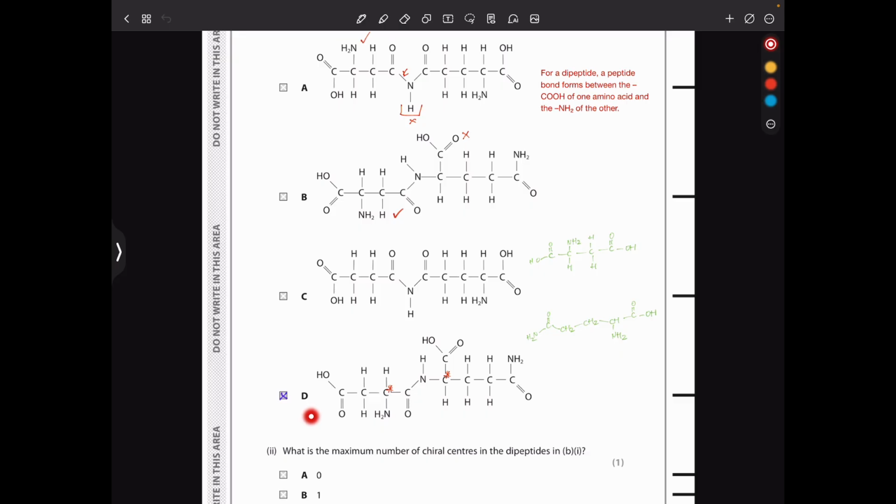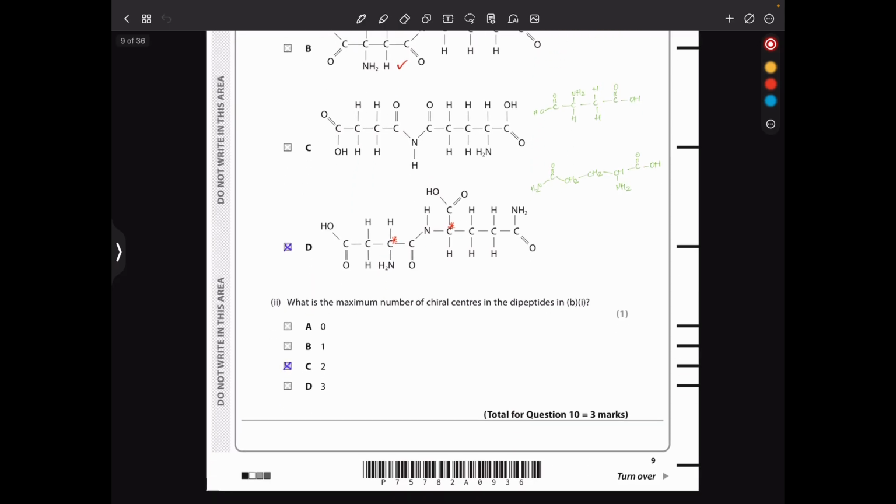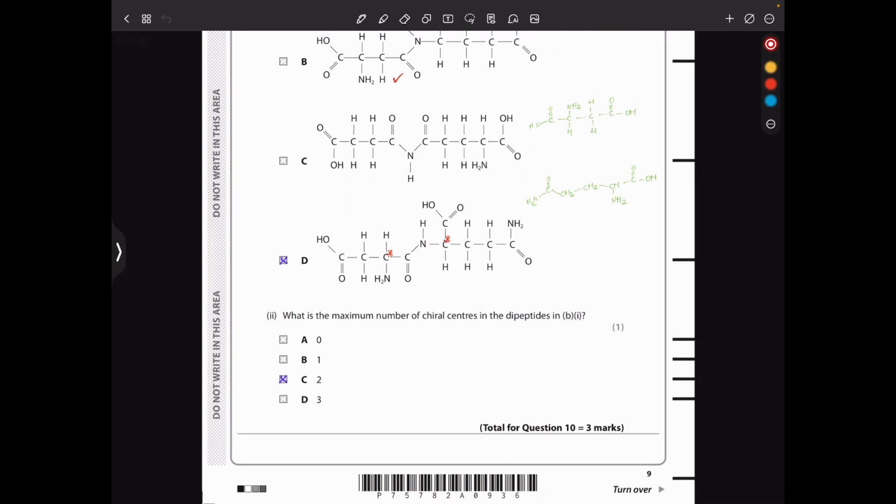In part B, what is the maximum number of chiral centers in the dipeptide in B1? So since this is my dipeptide, the chiral centers, I see this carbon here and that carbon there, so they are 2 chiral centers. This is not because there is a double bond here. This has 2 hydrogens, this has a double bond, and this has 2 hydrogens, a double bond, so it's only this and that.